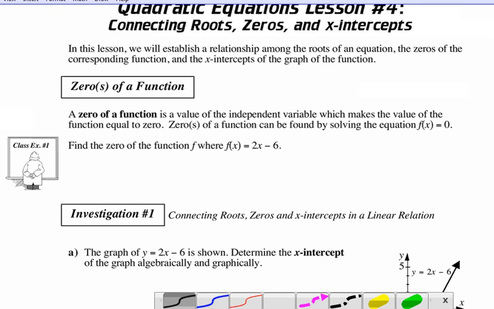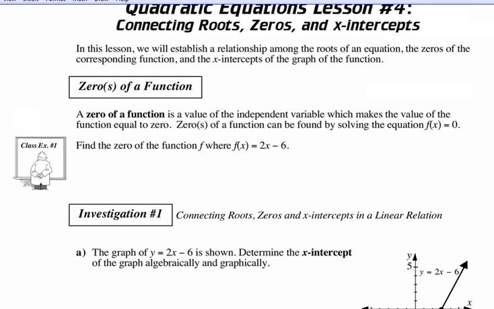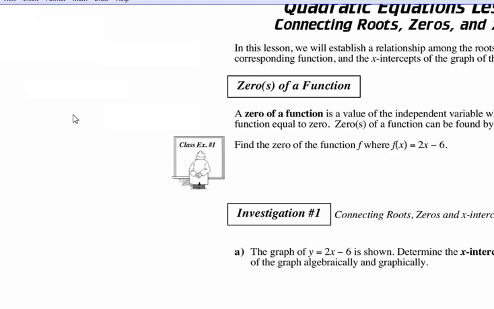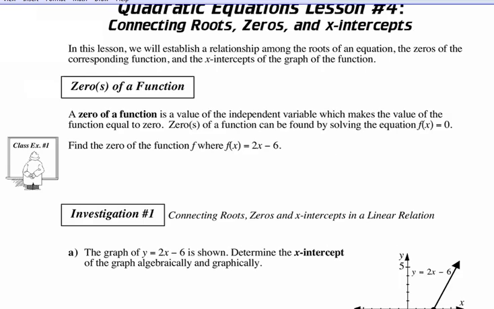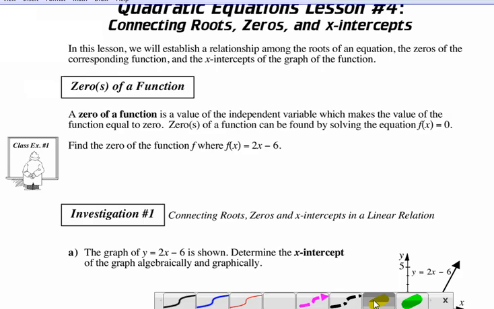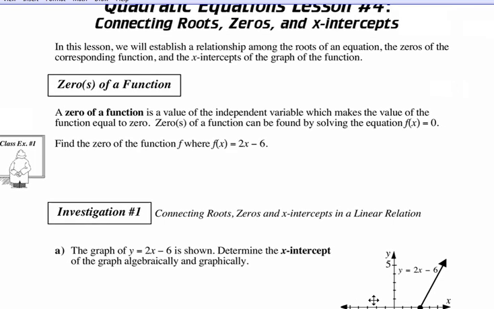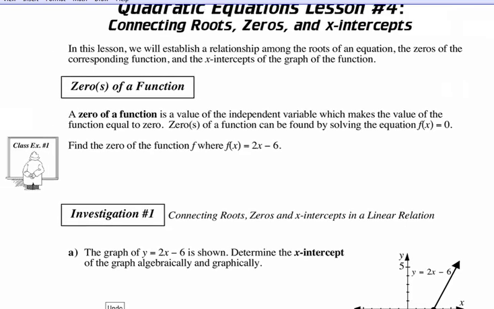A zero of a function is a value. Uh-oh. Classic Fix Johnson, it's true. Okay, you know what? I apologize to anybody who's watching this video. Control K. There you go. Now let's try this again.